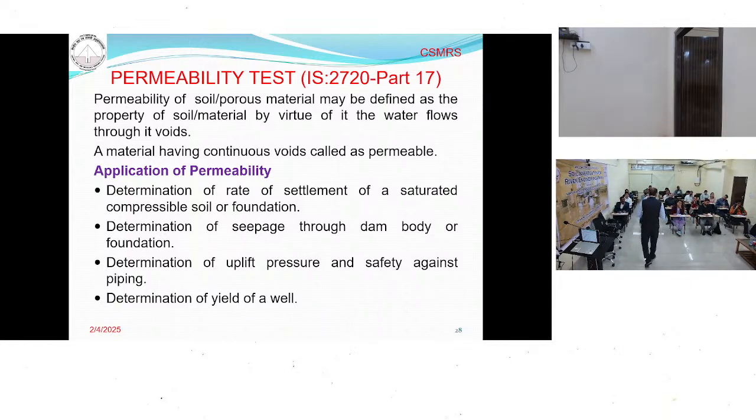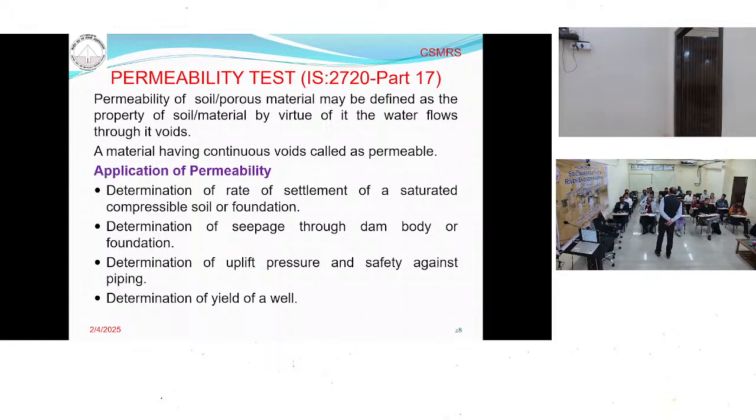First thing is that depending on the permeability of the structure, you will determine how much seepage there is. And if you talk about the foundation, you also determine the permeability of the foundation, how much seepage will take place through the foundation. Second, when water passes through the foundation, it applies some pressure on the foundation. So by knowing the permeability, you can determine how much pressure will come on the foundation. Third is the settlement of the structure. How much will the dam near the foundation settle?